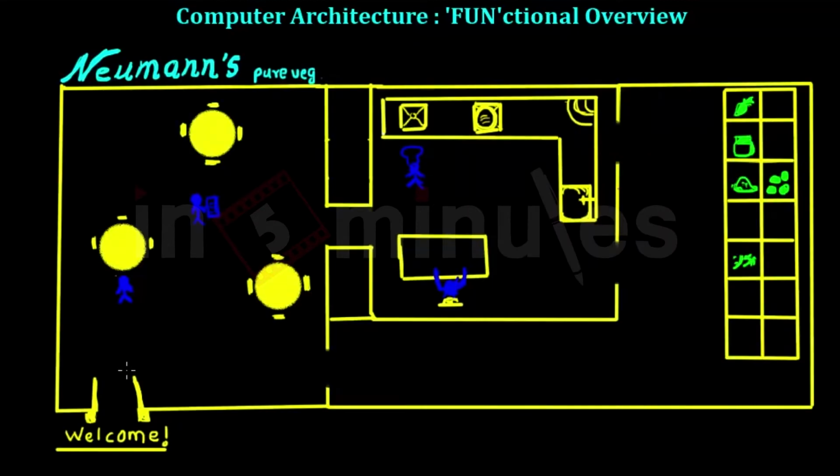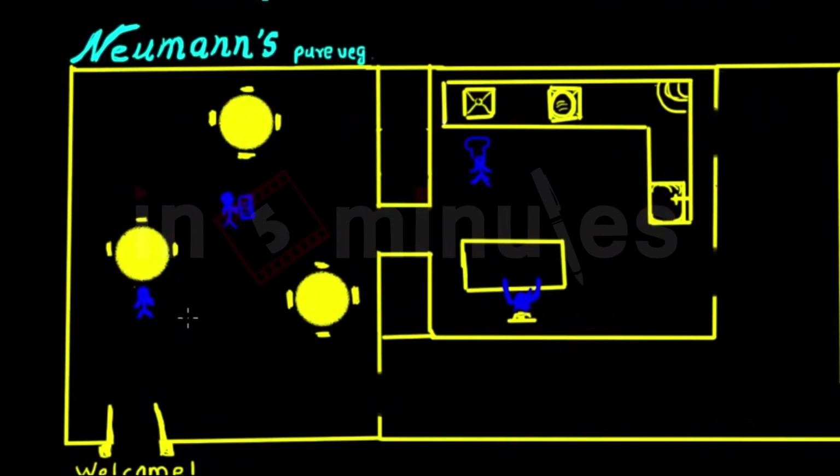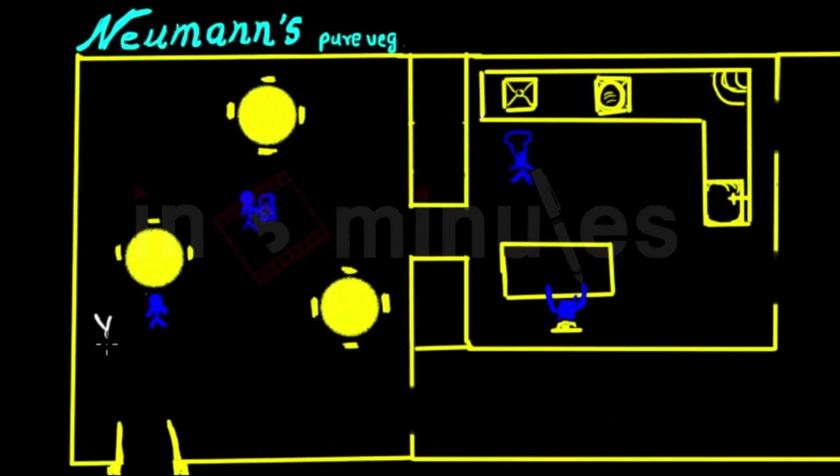So here is the restaurant, Newman's Pure Veg Restaurant, an appropriate name for this example. Here you are sitting at the table comfortably. You have checked the menu card and now you're ready to order. So you call this guy, the waiter, to take your order. Now the waiter is taking down your order.